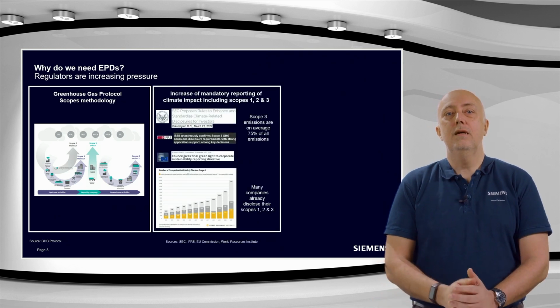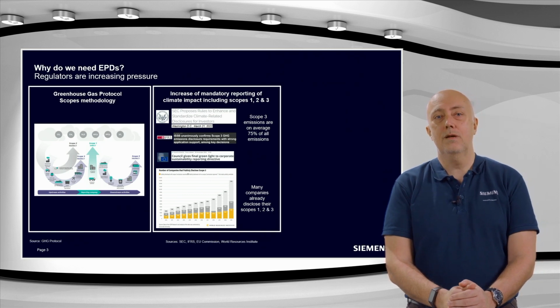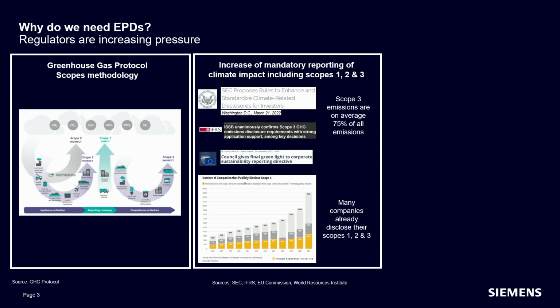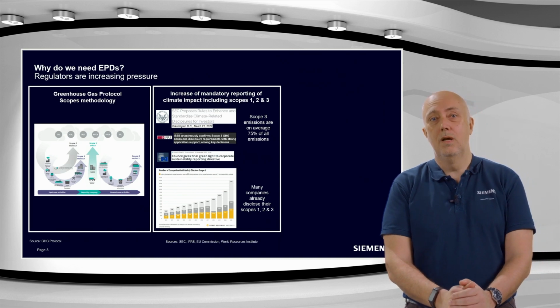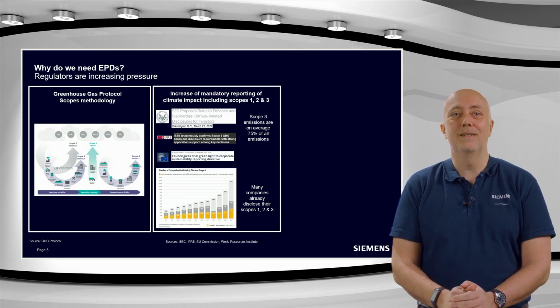Now, let's see an important aspect of why EPDs are becoming more and more important. As you can see on the graph on the slide, we have draft climate disclosure guidelines from the EU Commission, from the SEC in the US, and from the accounting system IFRS. All these disclosure guidelines will make mandatory for corporations the reporting of CO2e emissions for scopes 1 and 2, and in many cases also for scope 3. So many companies already report their scopes, but this will become a general requirement in the future. We will come to the utility of EPDs for the reporting of scopes later in the webinar.